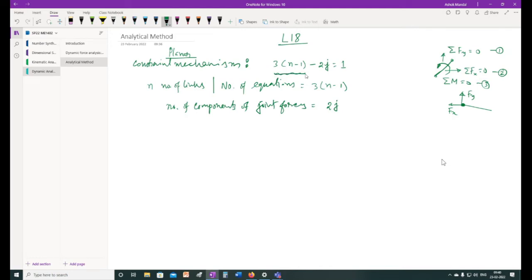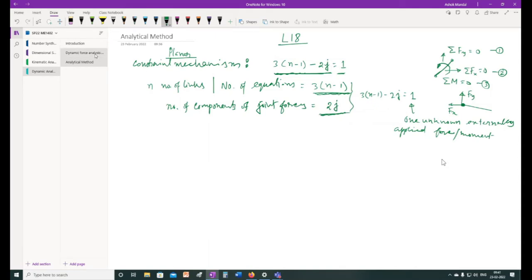And what is this equation? Grubler's criterion. It is satisfied when this value equals 1. So you have this number of equations of motion and this number of joint force components. Suppose we have to determine the joint forces. The available number of equations is 3(n minus 1), and the number of unknowns in terms of joint forces is 2j. So for a constrained mechanism, this equals 1. That means you can only solve for one unknown externally applied force or moment.